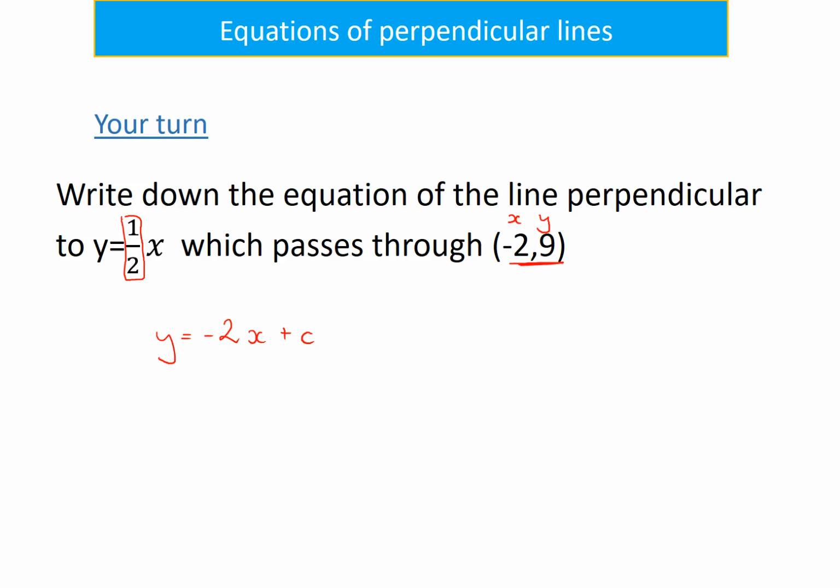The value of y is 9, and the value of x is negative 2. So 9 equals, now negative 2 times negative 2 is positive 4. You add c, and that means that the value of c is 5. And I can put it back into the equation, which is going to give me the equation y equals minus 2x plus 5.